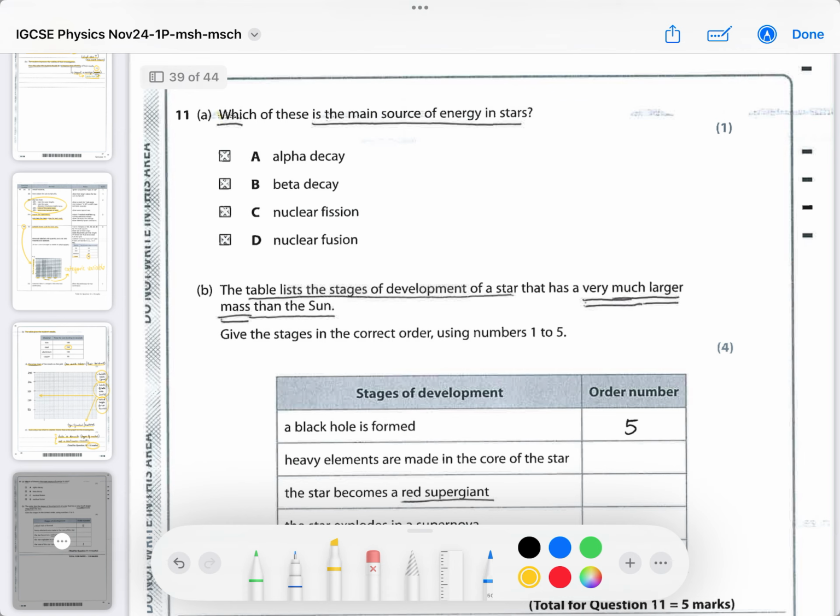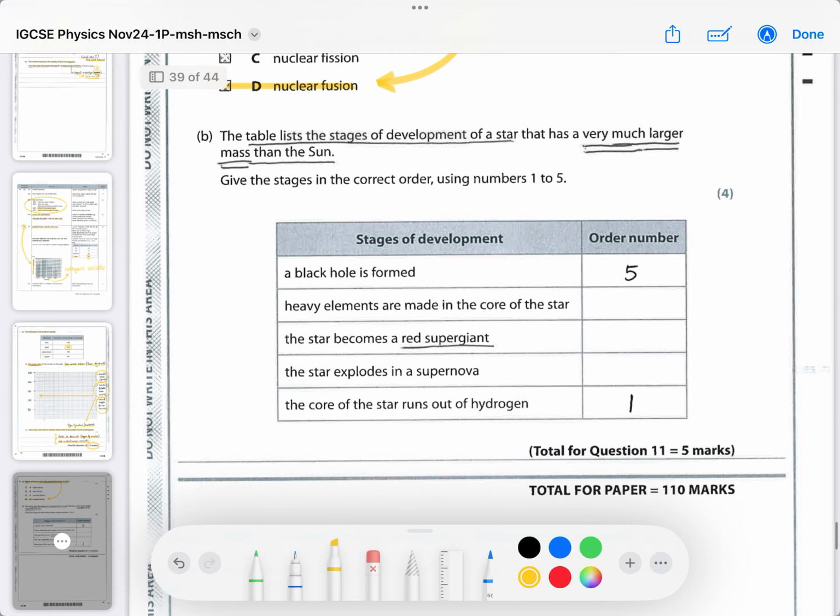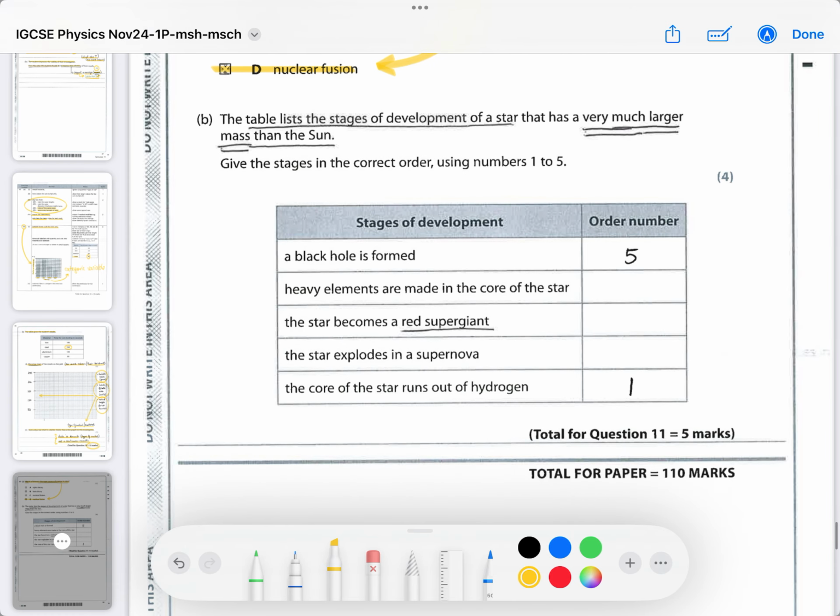Question 11, it says, which of these is the main source of energy in stars? That's just knowledge. Energy in stars comes from nuclear fusion. So the answer is D. Fusion means joining of small nuclei, and when that happens, it releases energy.